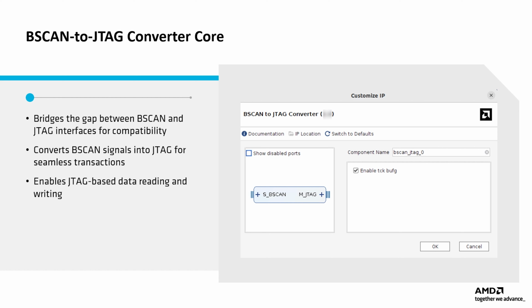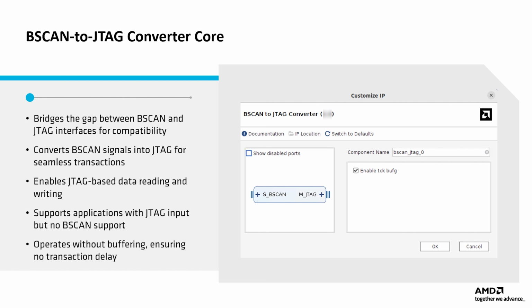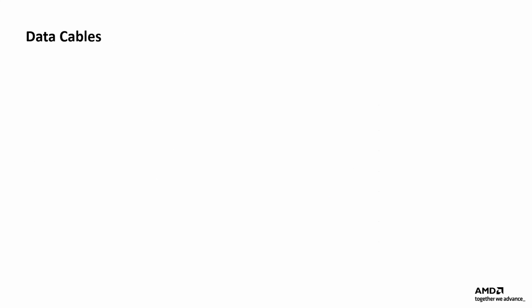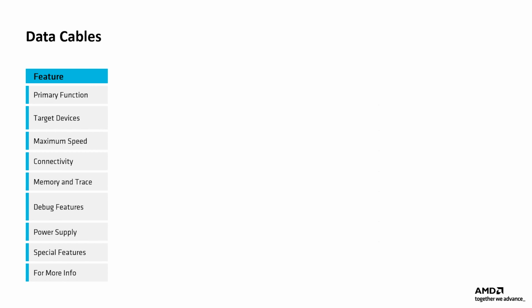The core facilitates writing and reading data through the JTAG interface, with data written to the BSCAN interface generating corresponding JTAG transactions. It is particularly useful for applications that support JTAG input but lack BSCAN support. With no internal buffering, the core ensures transactions occur without delay. Let's explore the various data cables used for programming and debugging, along with their features and target applications.